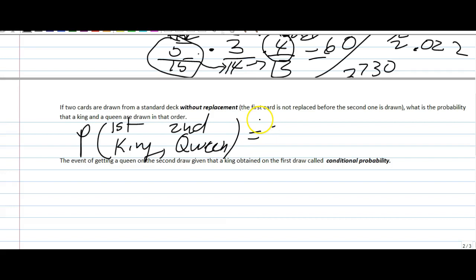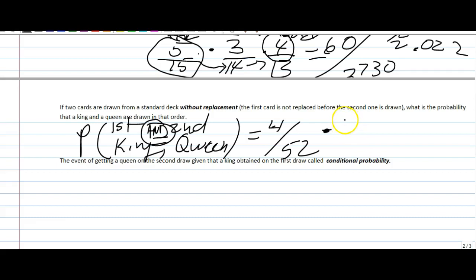So the probability that I get a king on the first draw is 4 out of 52, because remember, I have a king in each suit. So I want a king on the first draw, and again, here's that connective and. In general, when you see the connective and, you're going to multiply the probabilities. I want a king on the first draw, and assuming that I get a king on the first draw, what's the probability that I get a queen on the second draw?